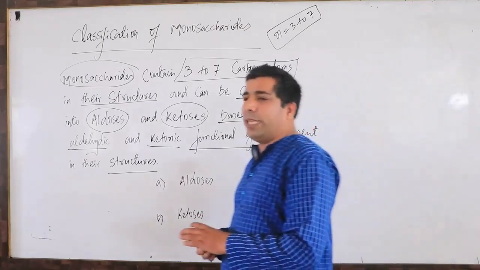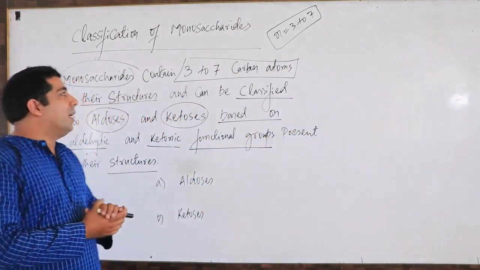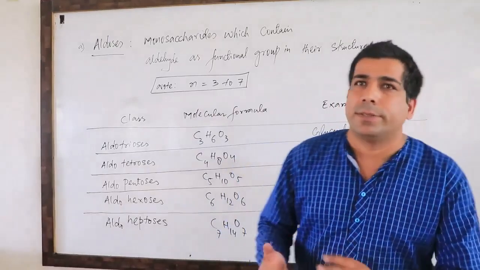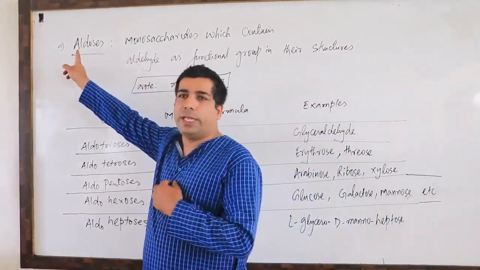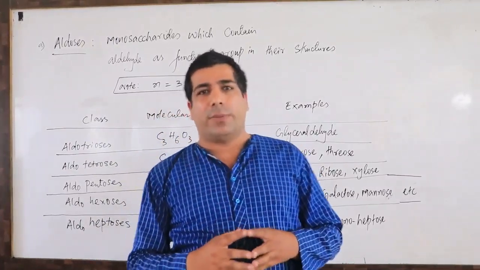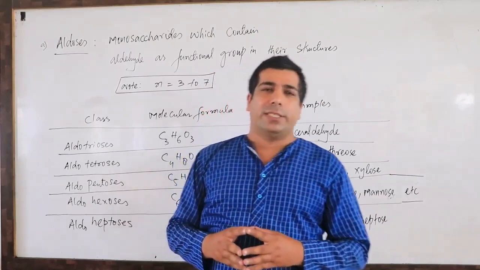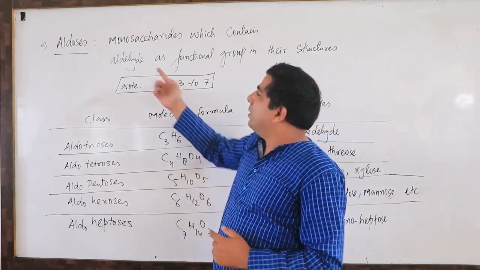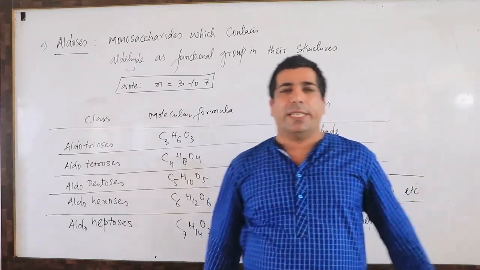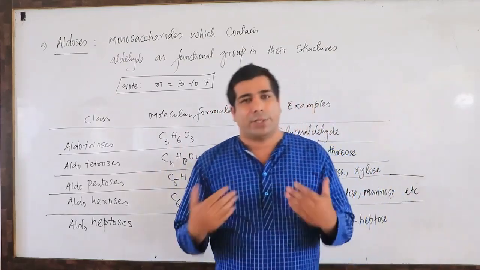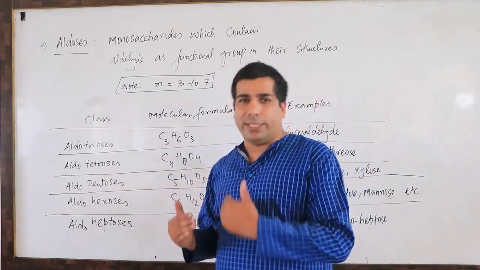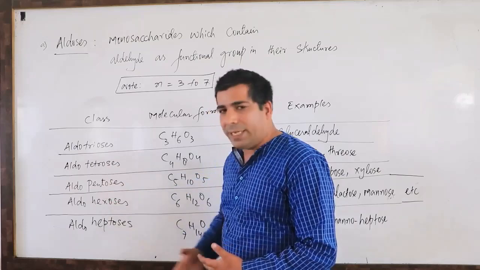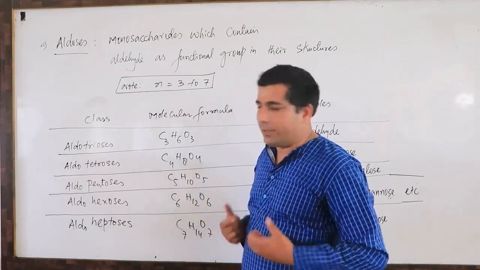So we will further discuss aldoses and ketoses, and before that I would like you to make note of this. Let me define first of all aldoses. Aldoses are basically the monosaccharides which contain aldehyde as a functional group in their structures. Monosaccharides contain 3 to 7 carbon atoms, so based on the number of carbon atoms we have given some examples of aldoses.